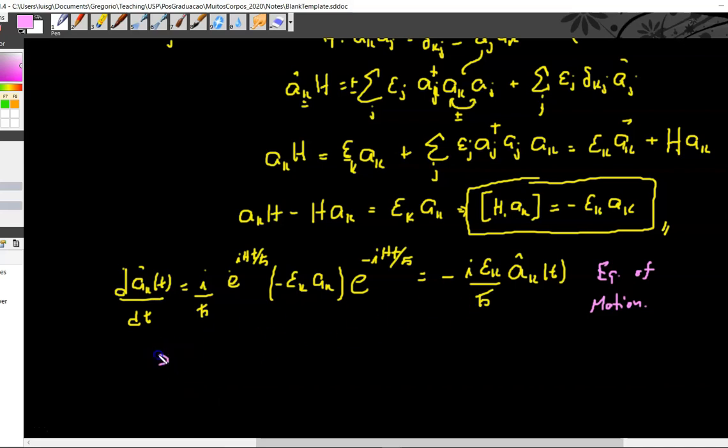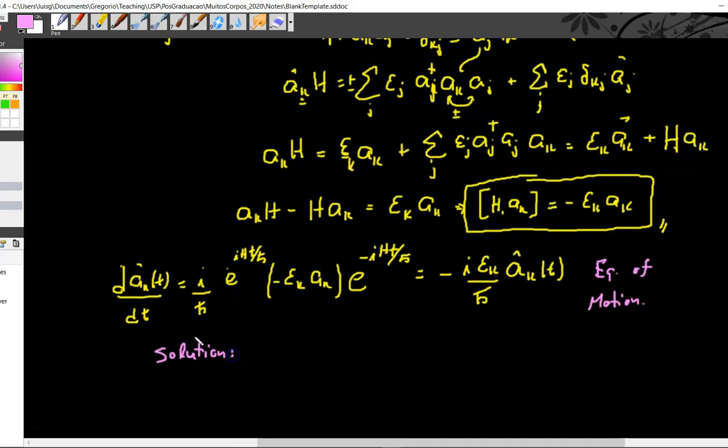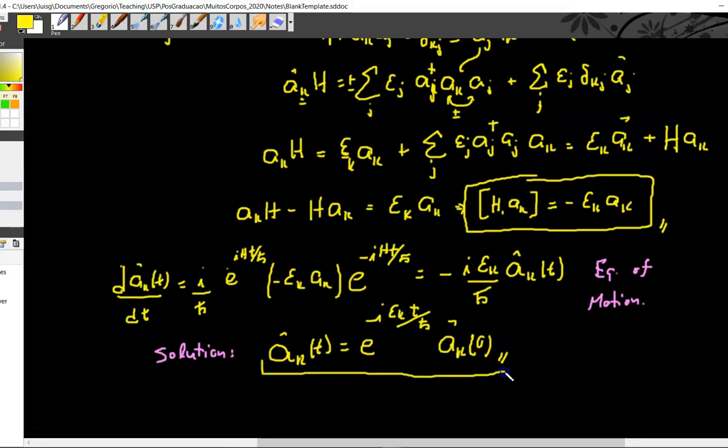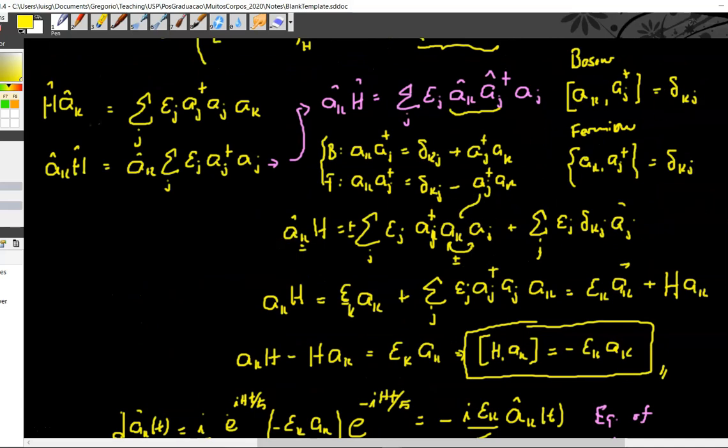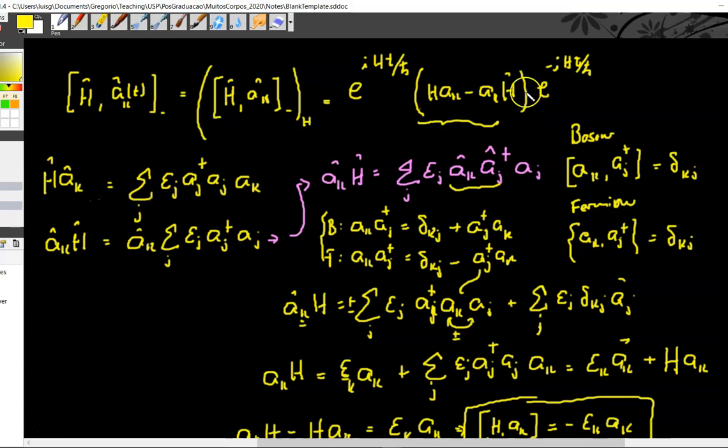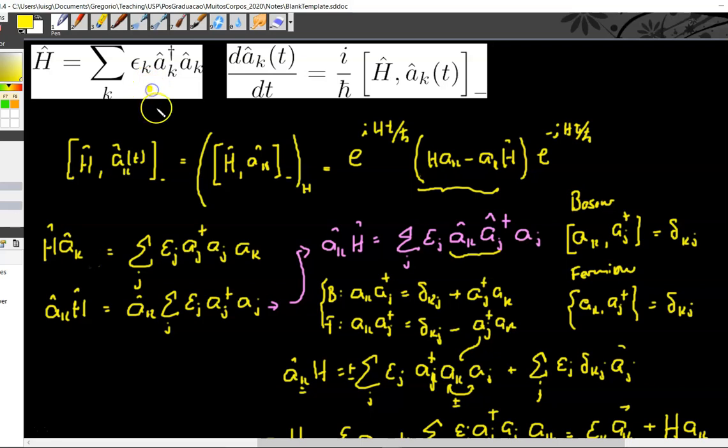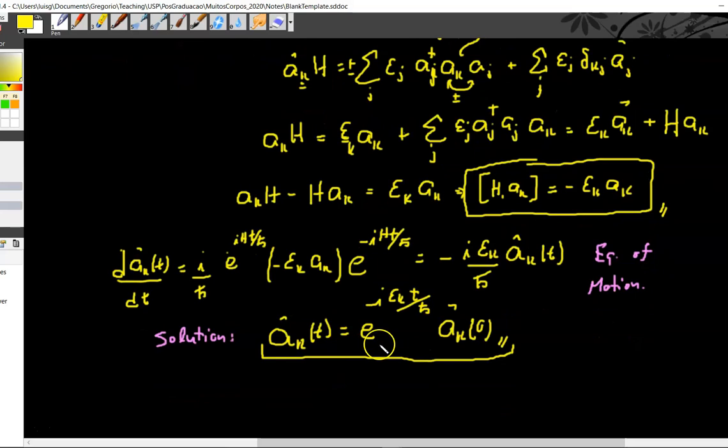Meaning that the solution is precisely that a_k(t) should be, well, the exponential of that, right? e to the minus i epsilon k t over h bar times a_k at zero, which is precisely what I had before. And remember, notice this minus sign here, which comes from the minus sign. So this is the solution for the equation of motion for this operator in this particular case, for this Hamiltonian. It's a closed form solution for the equation of motion.